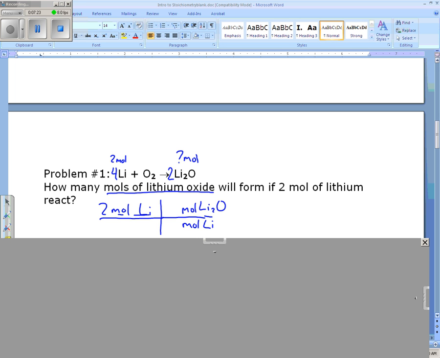Then I fill it in with the coefficients. Moles of lithium, the coefficient for lithium is 4. And moles of lithium oxide, the coefficient for lithium oxide is 2. Moles of lithium cancel out, and I'm left with moles of lithium oxide, which is what they wanted, and the answer here is 1, keeping with the same number of sig figs.